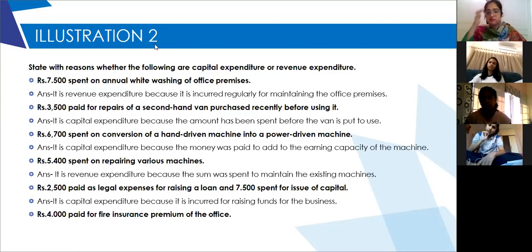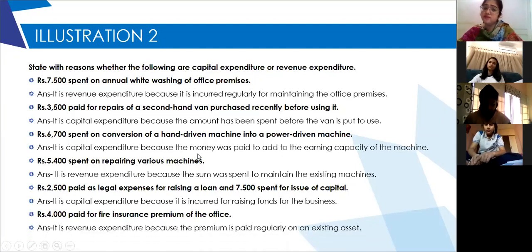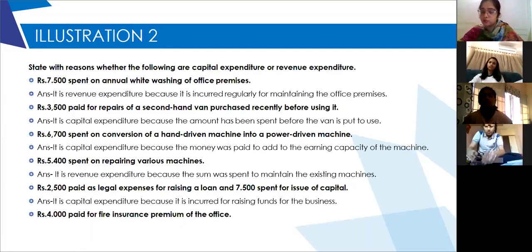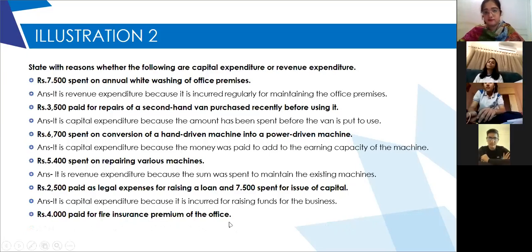Muskan, try the next one. 4,000 paid for insurance premium of the office. Ma'am, it will be capital expenditure. Insurance premium will be revenue. I'm paying a premium. Premium generally you pay on what? Yearly basis or on a periodical basis. So it's a recurring expenditure. It is paid regularly. So it will be revenue.